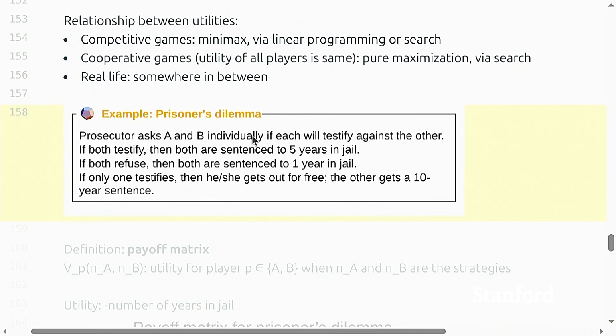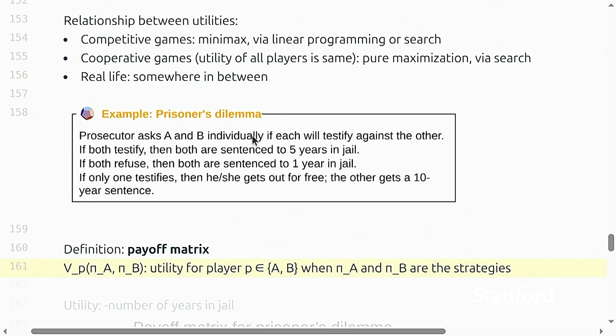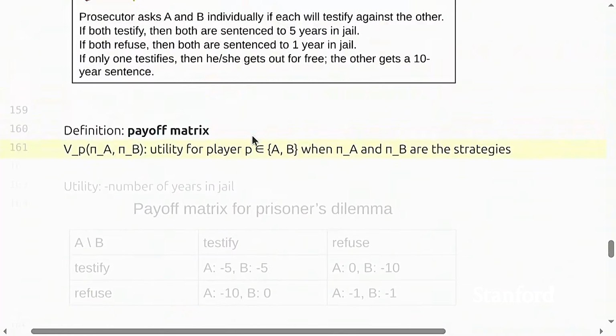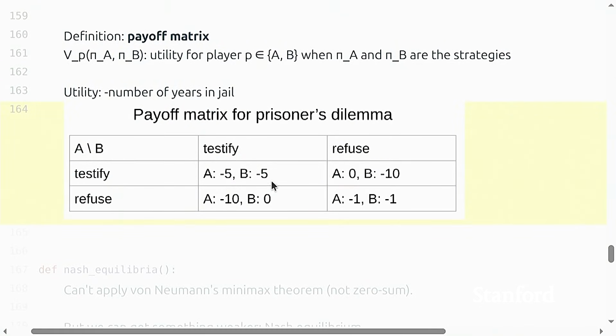So this is going to be captured by a payoff matrix, where now I have to have a subscript P to denote the utility of a particular player. So if the utility is minus the number of years in jail, this is what the payoff matrix looks like for the prisoner's dilemma. If they both testify, -5, -5. If they both refuse, -1, -1. And then on off diagonals, if A testifies and B refuses, A gets off and B gets thrown in jail for 10 years and vice versa.